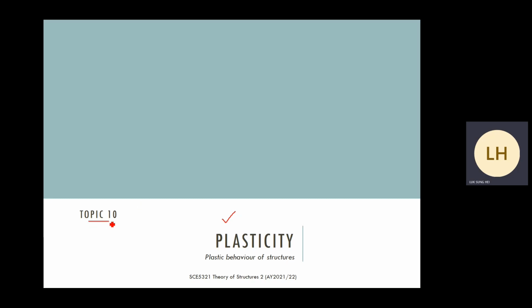And there are 3 different topics. Topic 10 introduces some fundamental theory. In topic 11, we will move on to analyzing some simple structures, a simple beam element. And then the last one, but the most important one, topic 12. In topic 12, you will study how to use plastic theory to do the analysis for frames and continuous beams. I have uploaded all the notes on Moodle. If you want to know more about 11 and 12, you may go and have a look.